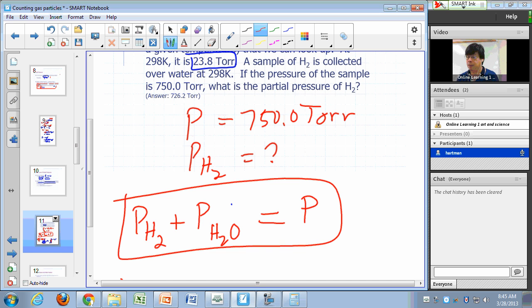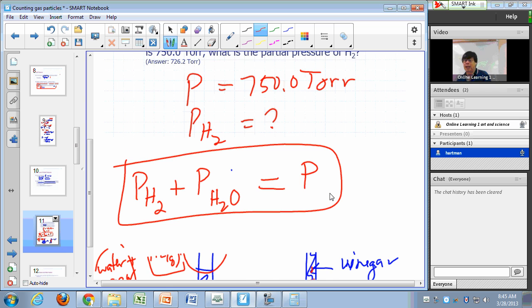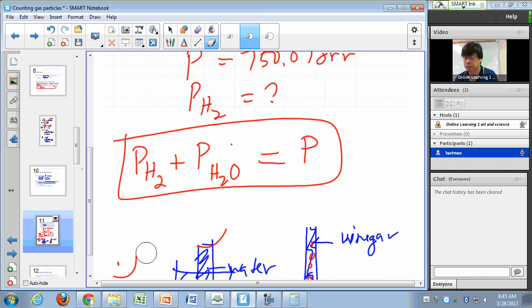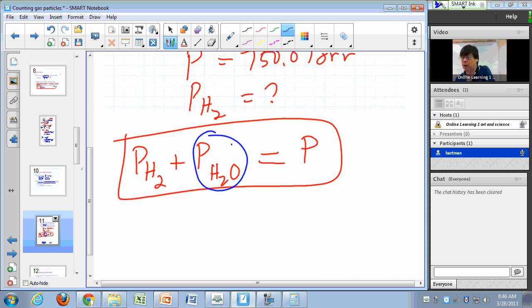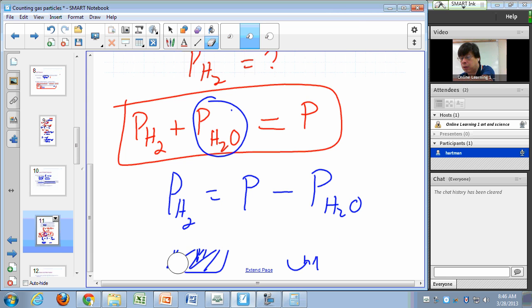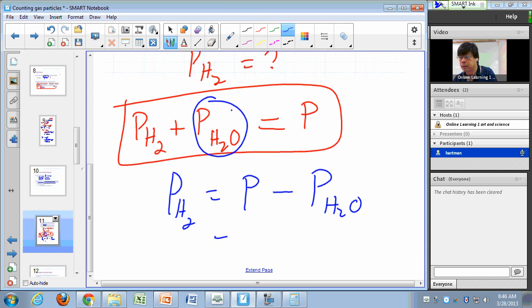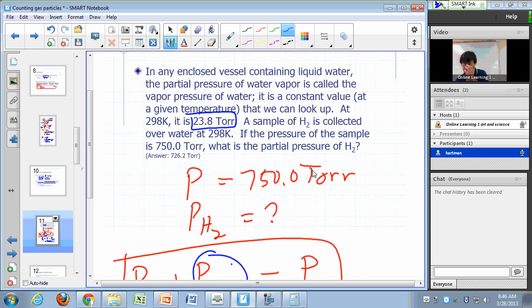This is Dalton's law. So if I want to know the partial pressure of hydrogen, then I have to subtract the partial pressure of water from the total pressure. So partial pressure of hydrogen equals the total pressure minus the vapor pressure of water. And my total pressure, according to the problem, is 750 torr. And the vapor pressure of water at room temperature, according to this, is 23.8 torr.